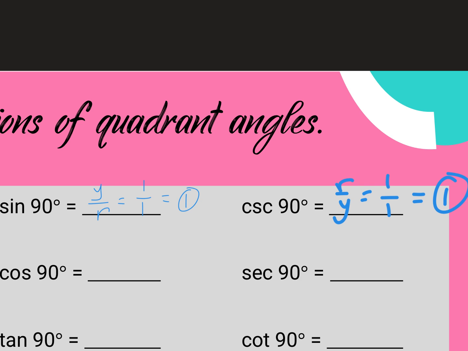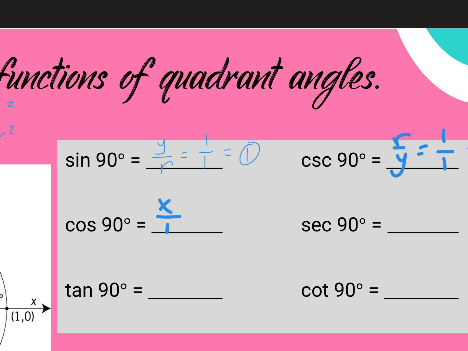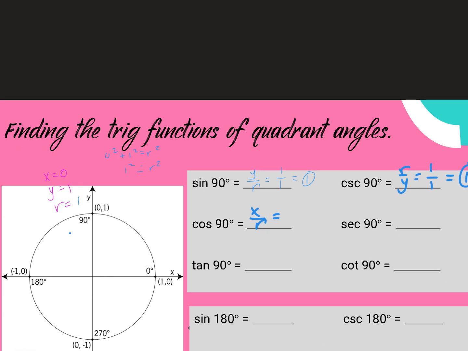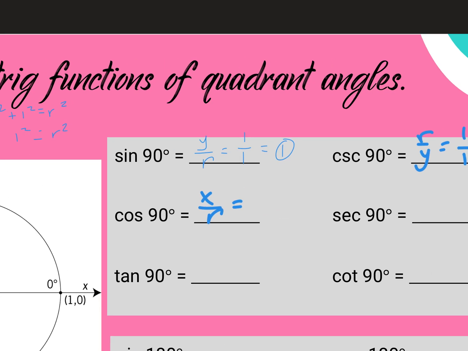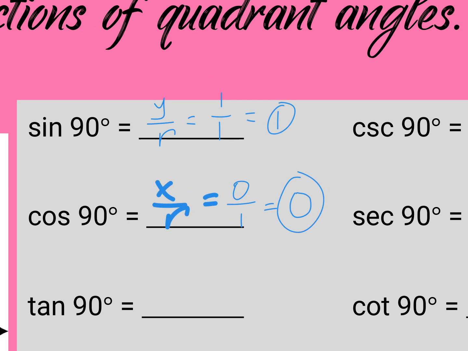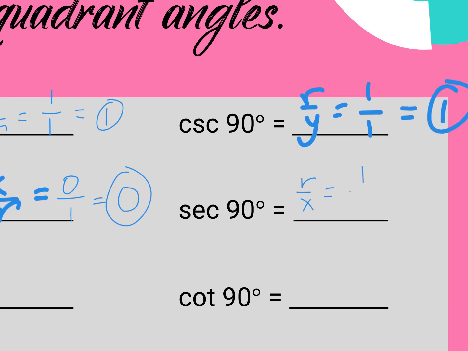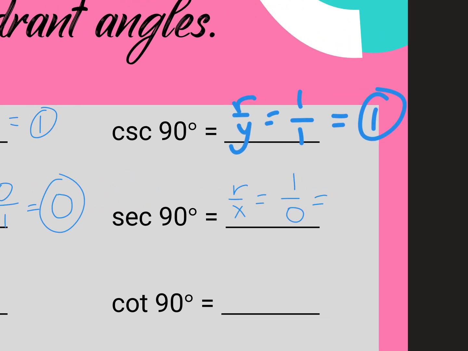Good. Let's talk about cosine. Write down the trig function. What is the trig ratio for cosine? X over r. Okay, what's your x value at 90 degrees? 0 over your r value is 1. Guys, what is 0 over 1? It is 0, correct. So now your secant, your reciprocal, is r over x. What does my fraction become? 1 over 0, which is undefined. You can write undefined or you can write no solution. That is not 0.